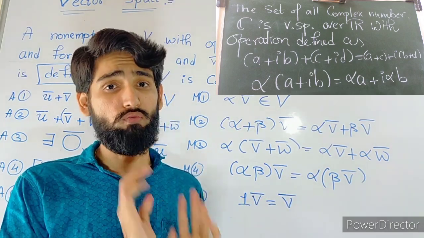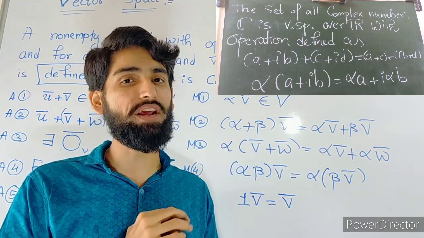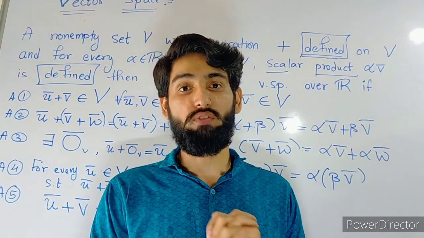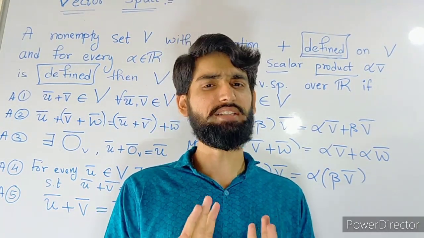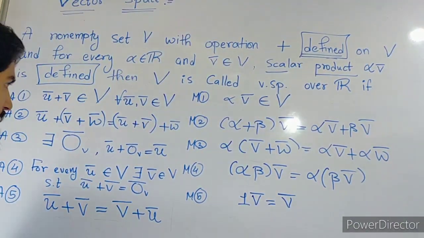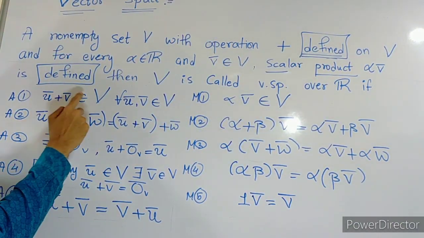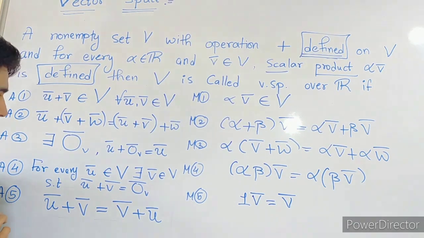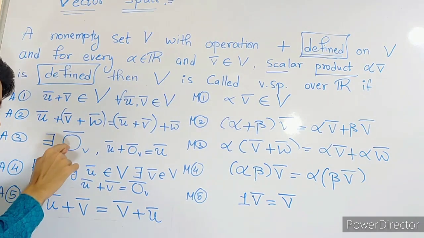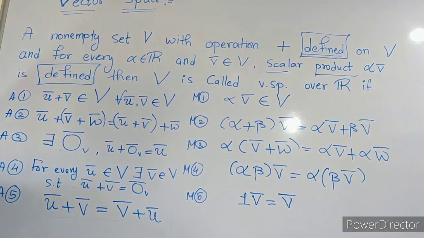Correct? So with this set and the two operations defined to us, we are supposed to prove it is a vector space. Few conditions are really trivial to prove, but we'll discuss this once. If I add any two complex numbers, the answer will be complex. Correct? Associativity will be there. What about the third condition? We know what an additive identity is. The additive identity is nothing but the 0.